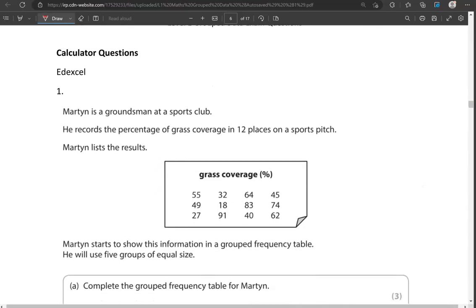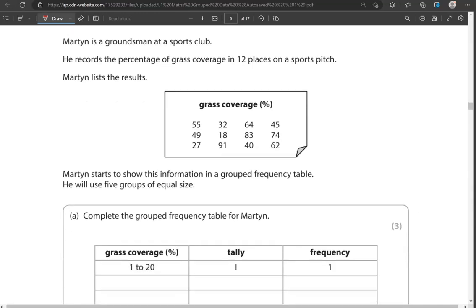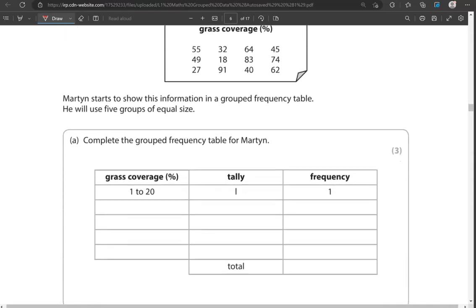We now move into the calculated questions. Martin is a groundsman at a sports club. He records the percentage of grass coverage in 12 places on a sports pitch. Martin lists the results. Martin starts to show this information in a group frequency table. He will use 5 groups of equal size. Complete the group frequency table for Martin.